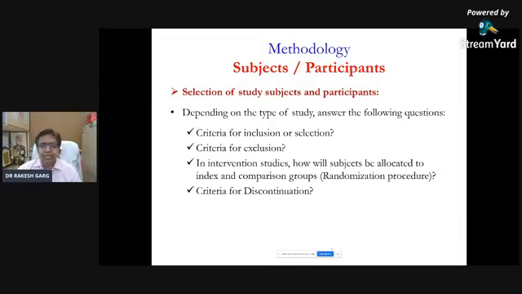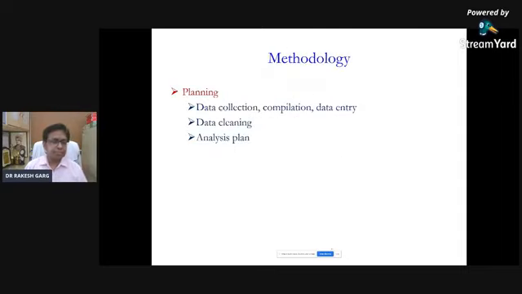So what I meant to say is, whatever the inclusion criteria are, from those patients, if you think there are some confounders, if you think some need to be excluded, only from those can you remove patients. And it should be very clear at what point of time you can exclude the patients or they can discontinue the interventions. That should be clear in your method section. You should have robust planning for data collection, compilation, data cleaning, and analysis planning a priori.